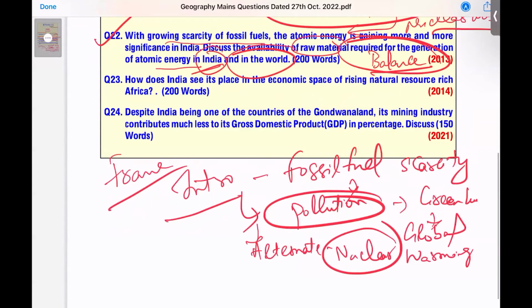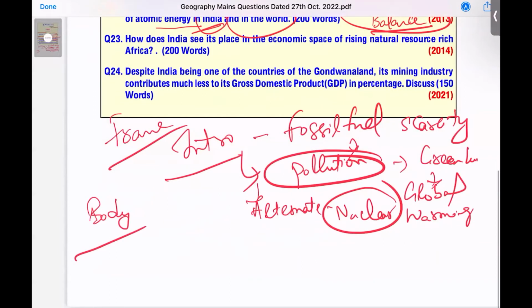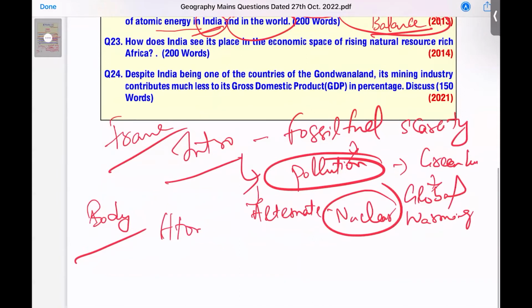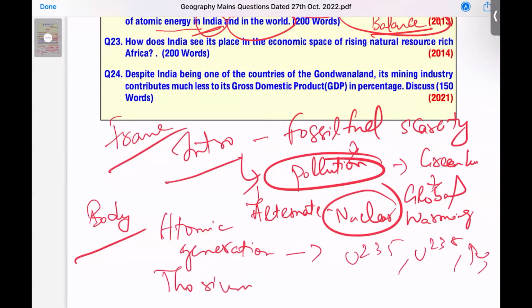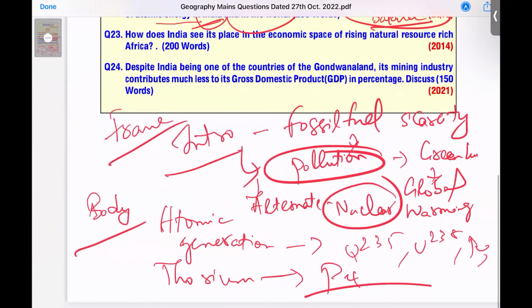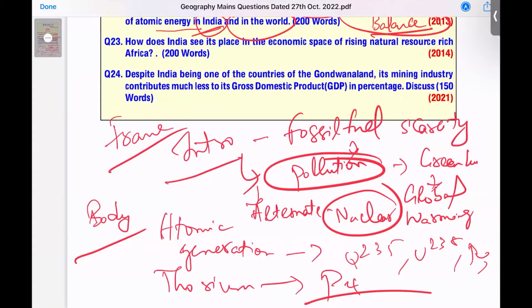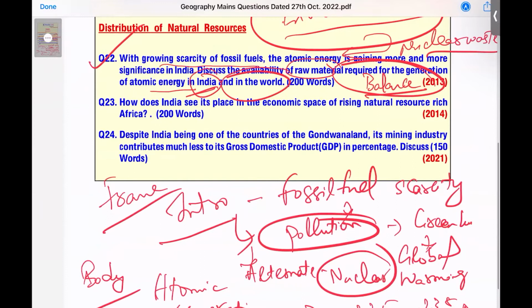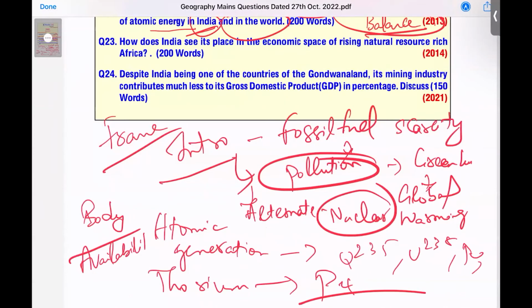Okay, what are the various raw materials? We all know uranium-235, uranium-238, plutonium, and then sometimes thorium. From thorium, we are extracting plutonium. So all these are the important raw materials. And then you will straight away talk about the locations, where is the availability. You'll talk about the availability, and then finally talk about the pros and cons in one single place, and then conclude. Is the framework clear?